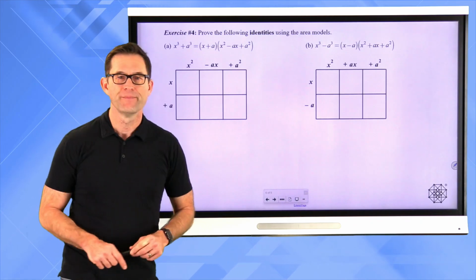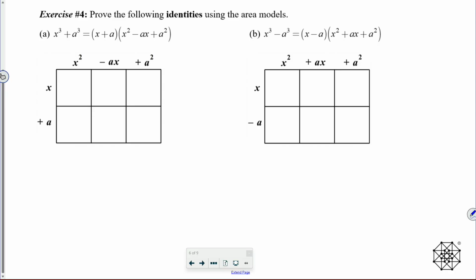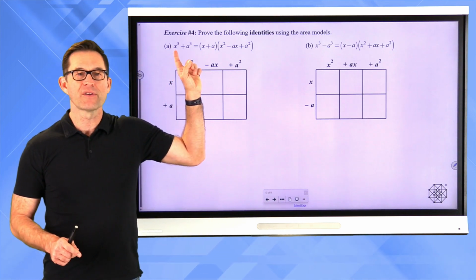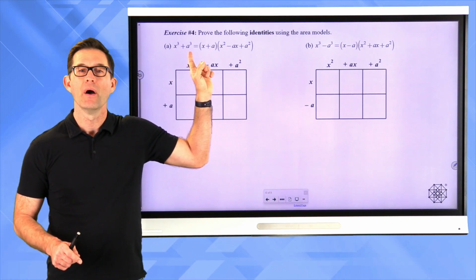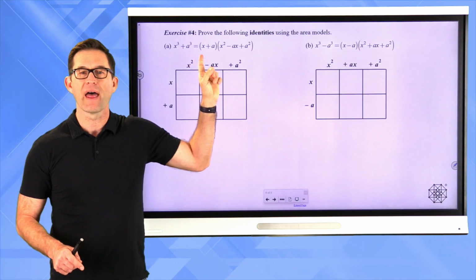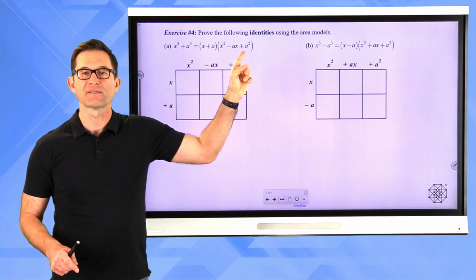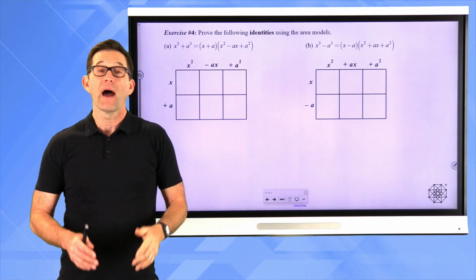Exercise number 4. Prove the following identities using the area models. Letter A, x cubed plus a cubed is x plus a times x squared minus ax plus a squared. In other words, if I've got a perfect cube plus a perfect cube, I will always be able to factor it as x plus a times x squared minus ax plus a squared. Now, how do we prove this?